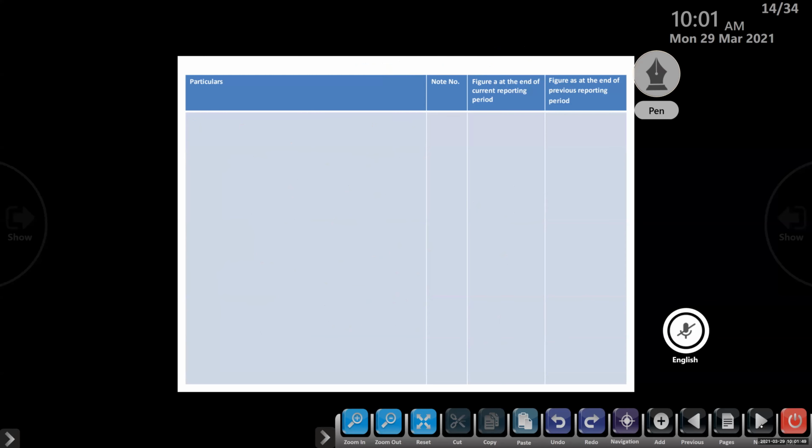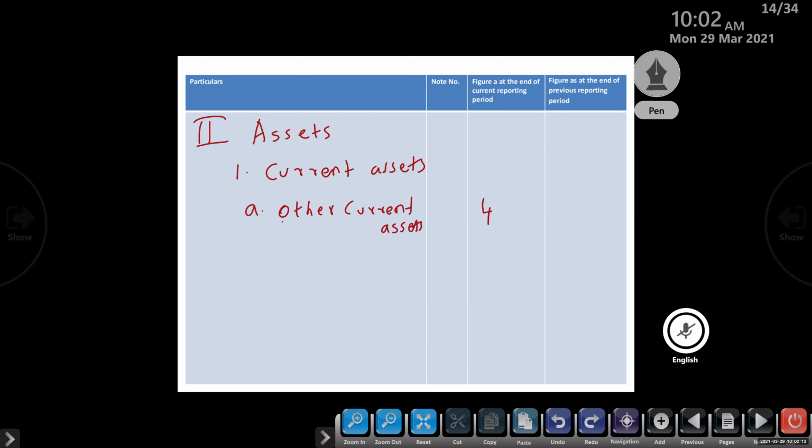Next, assets. Non-current assets are not there. Current assets. Under that, other current assets, 40,000.